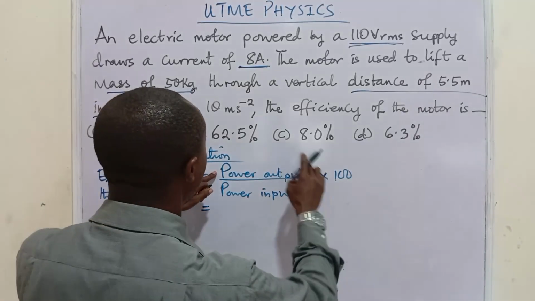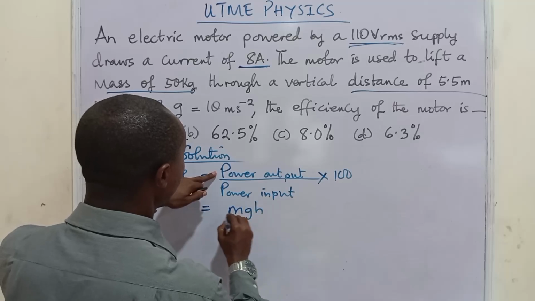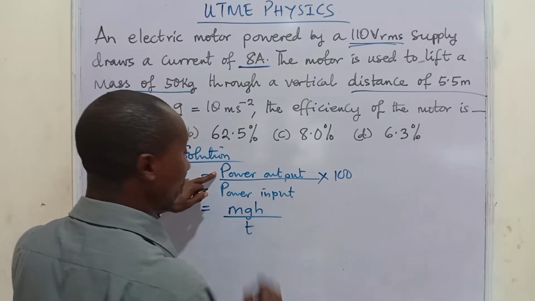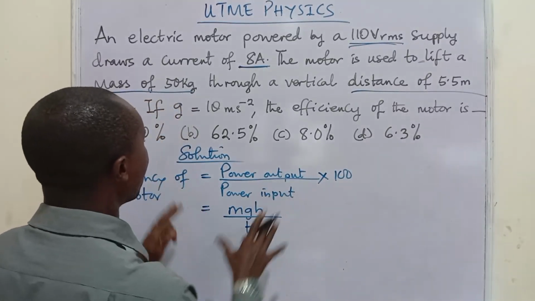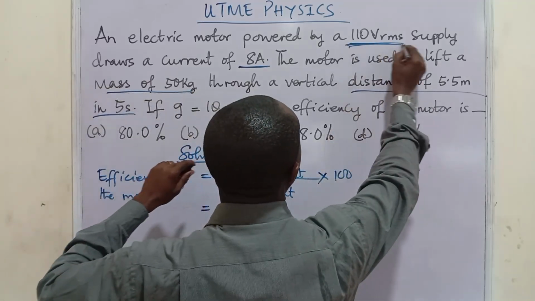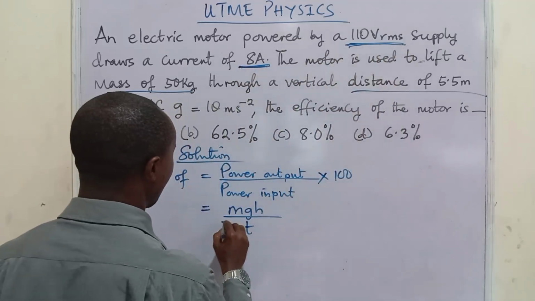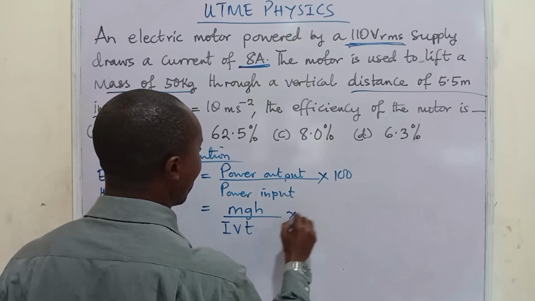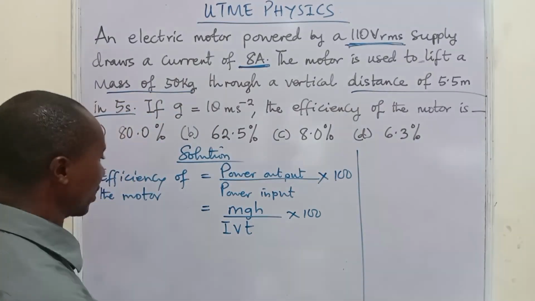So the power output at this instance is going to be mgh over time. Now, what will be the power input? Power input is simply what is coming in, I and V. So we have it as I times V. Please take note of how I'm breaking it down for you to understand.